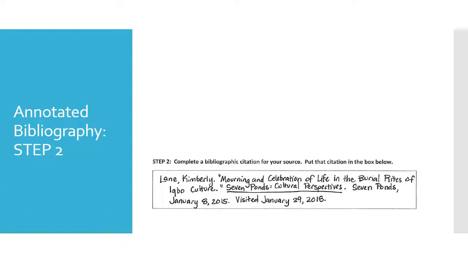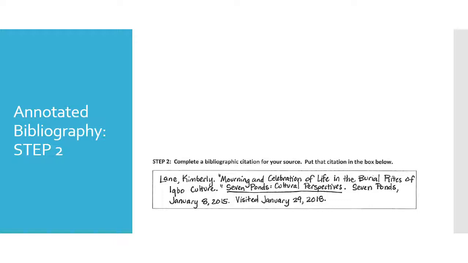The second step to creating an annotated bibliography is just to make your citation. So once you've gone through and found that information about your source, then you actually make that bibliographic citation, which we have done in the past in this class, so I'm not going to spend a lot of time on it. You can see that in the example, I've created a bibliographic citation for the website that I went to after I answered those questions in step 1.